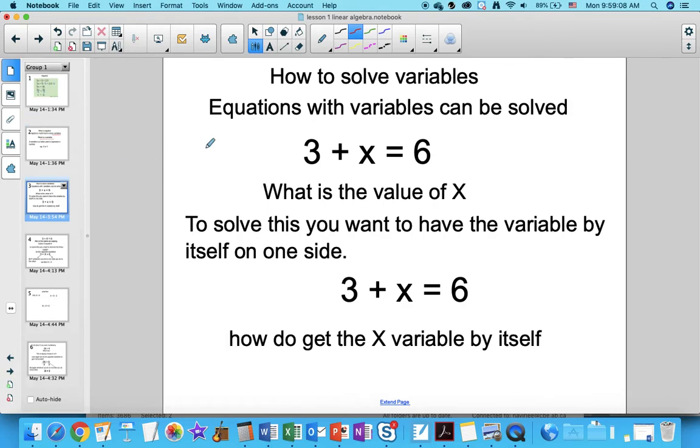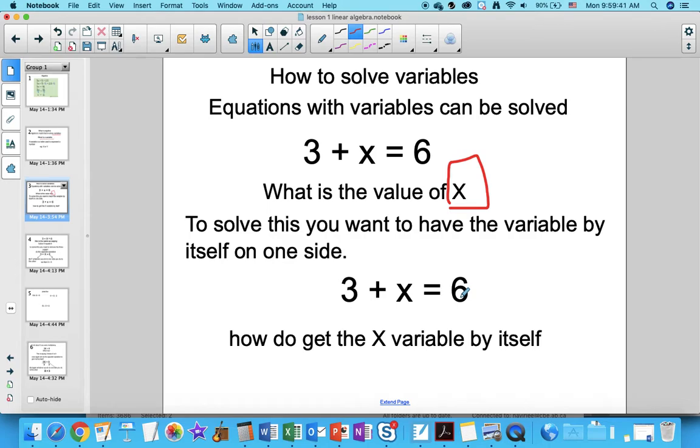So, for example, how do we solve variables? Equations with variables can be solved very easily, right? 3 plus x equals 6. Well, what is the value of x? A lot of algebra is going to say find x. To solve this, you will want to have the variable by itself on one side. Now, you may be looking at this thinking, I don't need to do anything. I know this already, right? 3 plus 3 is 6. That's easy. But this is an easy example to show you how to do it for harder ones.